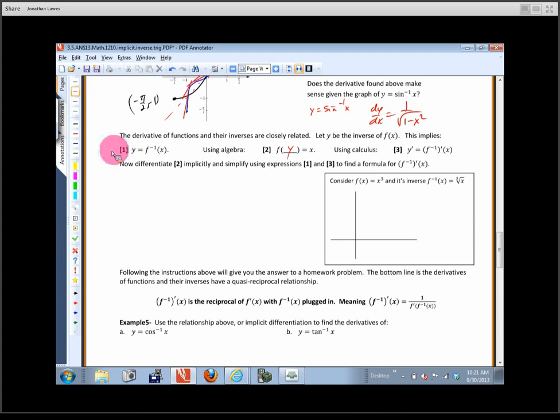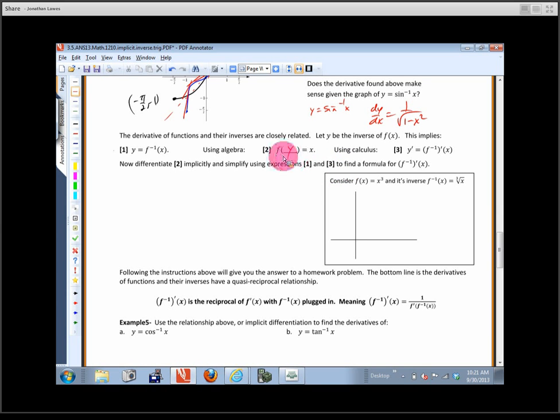Because if I took f of both sides, I'd have f of y here equals just a plain old x there. Okay, so that's how those two functions are related. And then if I were to use a little bit of calculus on number 1, I can get number 3. So this would be the derivative of y, so y prime should be the derivative of the inverse, and notice the notation here, f inverse prime is how we'd say that, of x. And then it says, now differentiate number 2 implicitly and simplify the expression using 1 and 3.